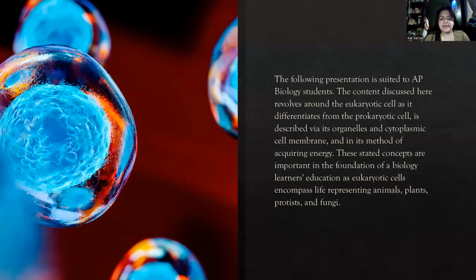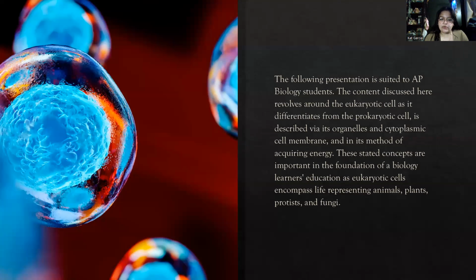So first, this presentation, this lecture is meant to be for AP biology students. It is going to revolve around eukaryotic cells as they are different from prokaryotic cells. We will describe them by their organelles, the cytoplasmic membrane, as well as their method of acquiring energy, which are all fundamental things that differentiate the eukaryotic cell from the prokaryotic cell.